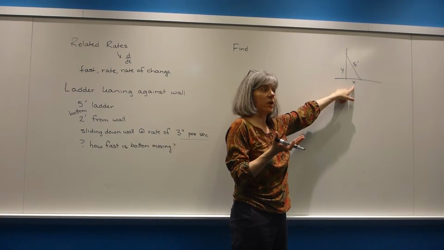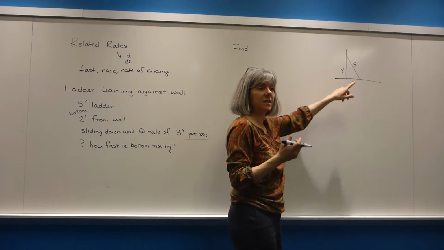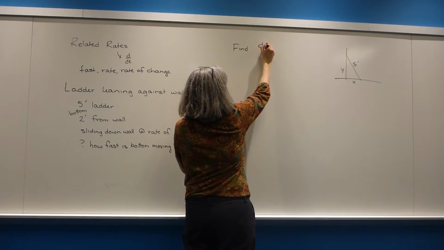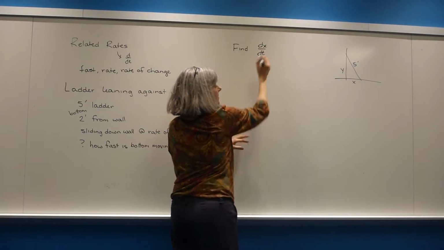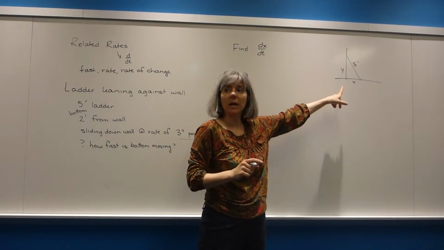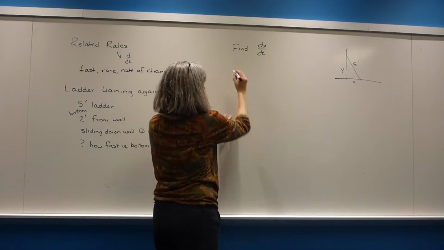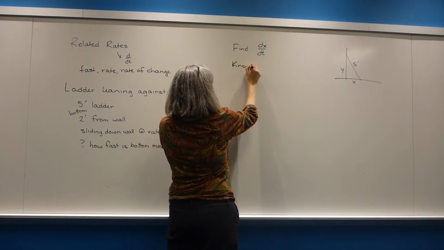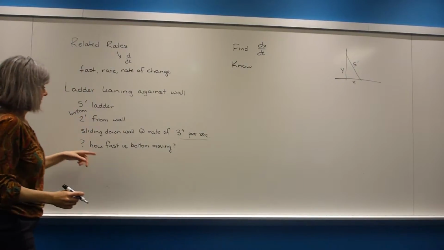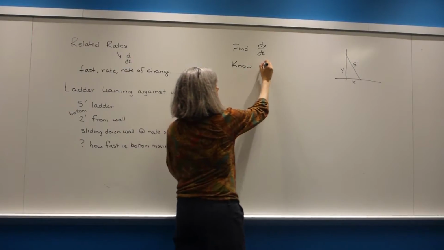how fast? So it's a rate of change with respect to time. So that means it's a dx dt. So I'm trying to find dx dt. So remember, with related rates, the only thing that goes on the picture is any quantity that is fixed. Label everything else as variables. I'm trying to find dx dt. What do I know? I've got to know the other rate. Do I know the other rate? Sliding down the wall. Yes, I know this rate, dy dt.